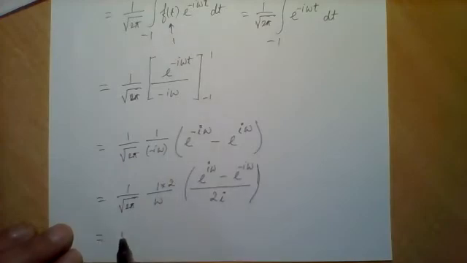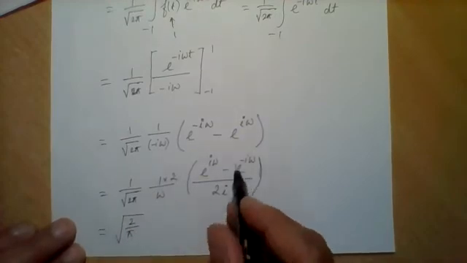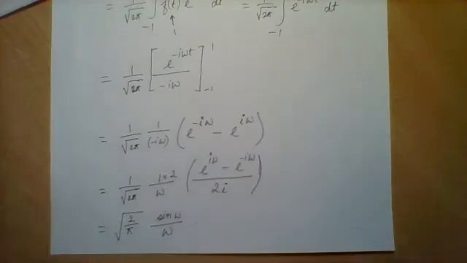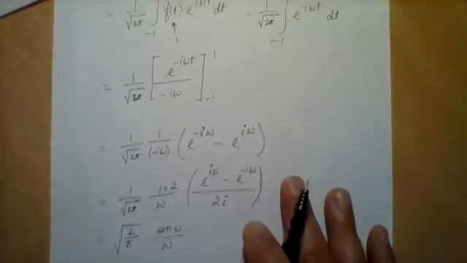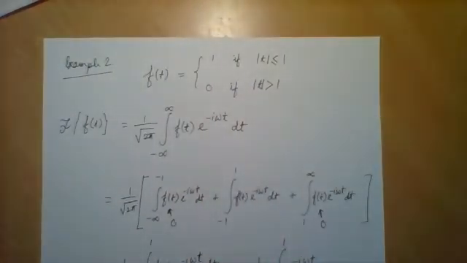So this is 2 by root over 2 by pi, and this becomes sine omega divided by omega. So this is the Fourier transform of the given function. Okay, let us look at another example.